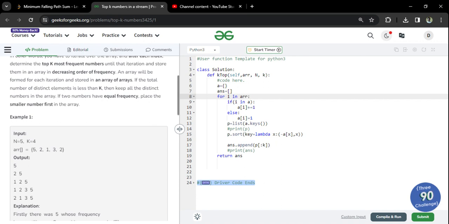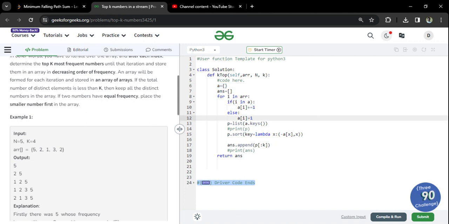If I is already in A, then make A of I plus 1. If it's the first time I'm seeing I, then A of I is equal to 1 will be the condition. So the idea here is, whenever we talk about a dictionary in Python, it's storing key-value pairs. So what is the key? Key is the number. What is the value? Value is the frequency. That's why every time I'm seeing it again, I'm increasing its frequency by 1. As simple as that.